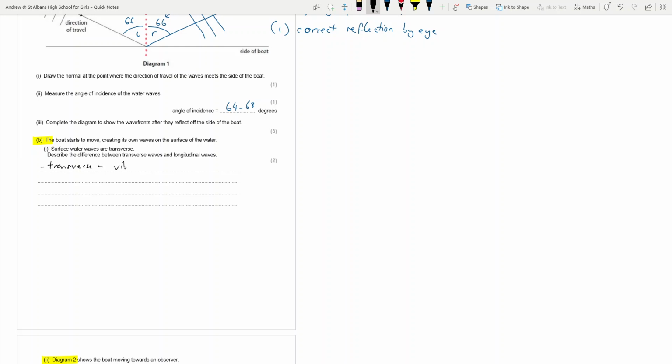the vibrations or oscillations are perpendicular to the direction of energy transfer or wave direction, whereas longitudinal is the same sentence, but instead of perpendicular, we'd write that vibrations are parallel, okay, to the direction of energy transfer. Those are the two sentences, and that gets you 2 marks on that.